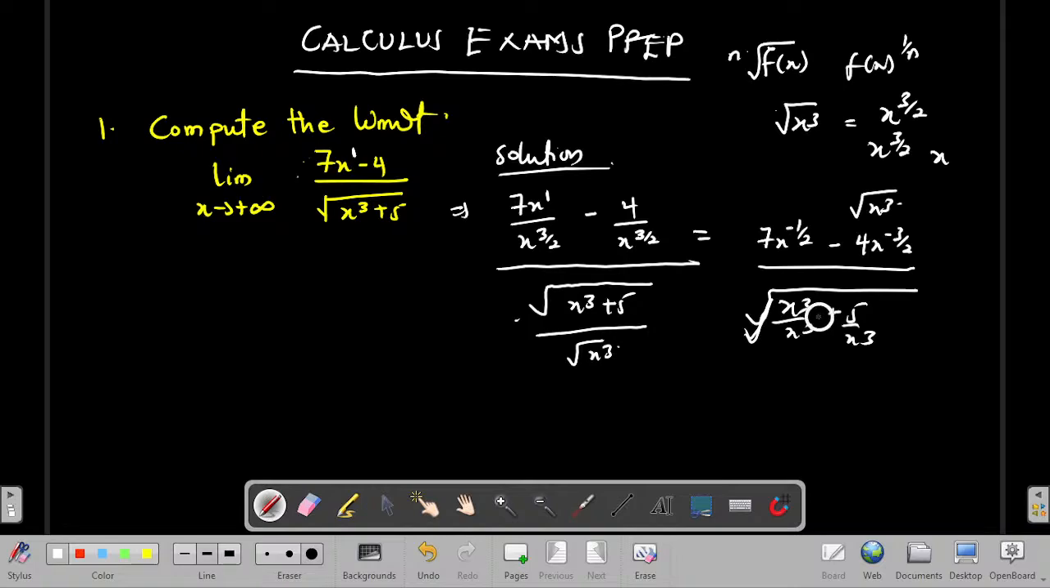Please take note that the x to the power 3 out of 2, even though it's 3 out of 2, once you are entering the square root sign, the 2 goes away, get your x cube back. So realize that this will cancel and get 1, right? So our final expression will then be 7x to the power negative half minus 4x to the power negative 3 out of 2, right? All over square root of 1 plus 5x to the power negative 3.